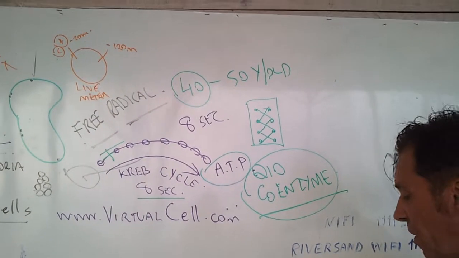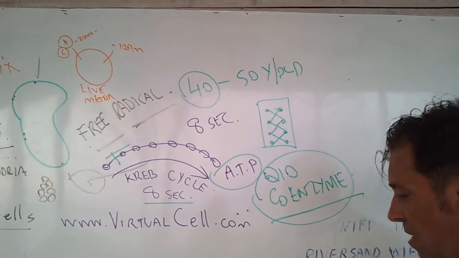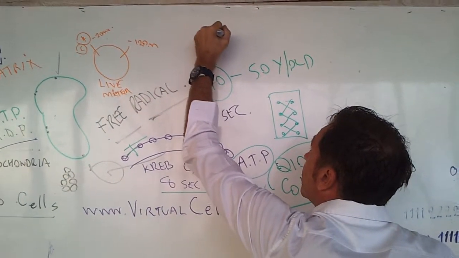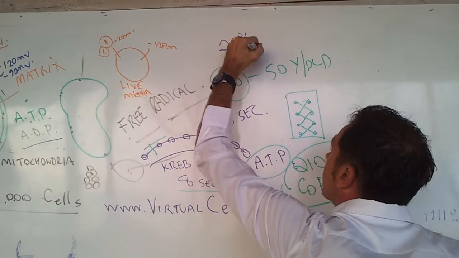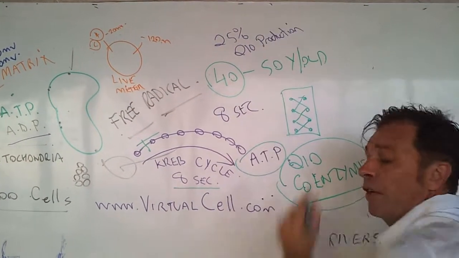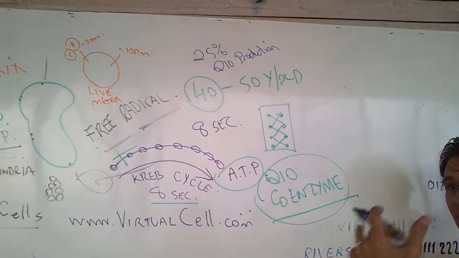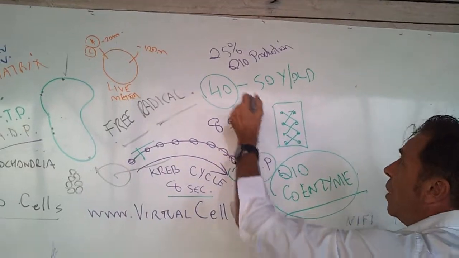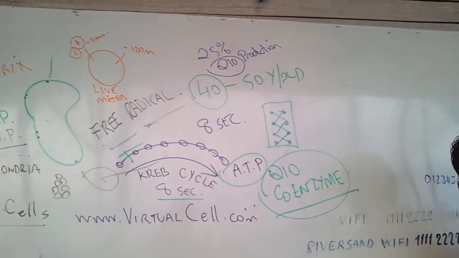And the bad news is, when you hit 40 years old, you lose 25% of your Q10 production. Every human does this, approximately around 40. I felt it at 41. Some might get it at 38, depending on their health. Some might get it at 42, but around about 40, your Q10 production in your body drops.